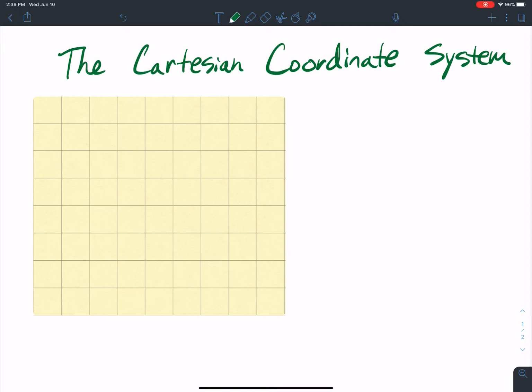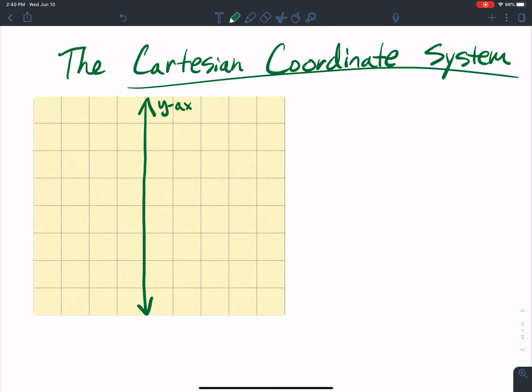So we're going to talk about the Cartesian coordinate system in this video. So the Cartesian coordinate system. This system has two axes. We call the y-axis the vertical axis, and the x-axis is the horizontal axis.